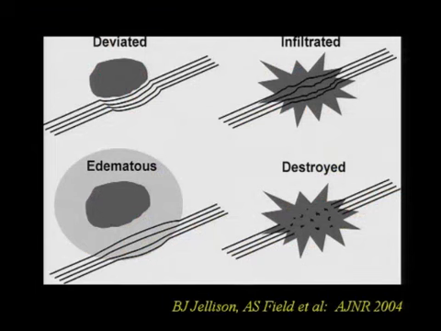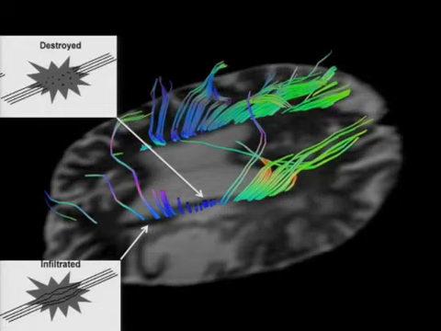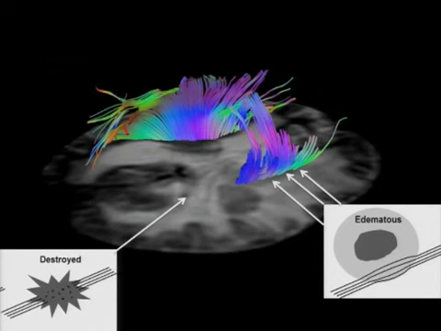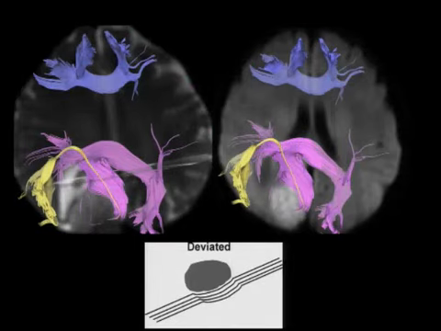It's a highly recommended paper in AJNR 2004. Jellison describes all those white matter tracts, the visualization of the fiber tractography can be deviated, infiltrated with the edematous and destroyed by the tumor. So we may have destruction, as you see here. Those are the fibers, the normal side, destruction or infiltration of the fibers, or in this case, destruction again, and edematous. In the case of meningioma, as you see here, we have deviation, displacement of the fibers.